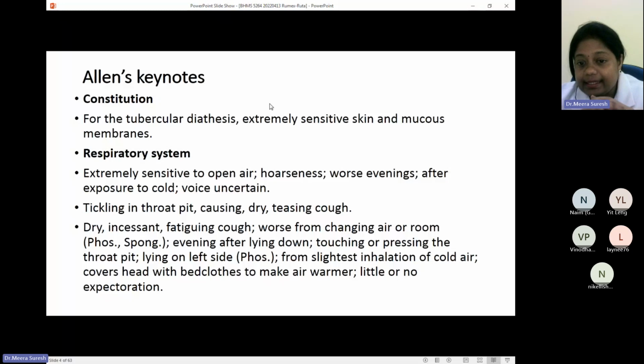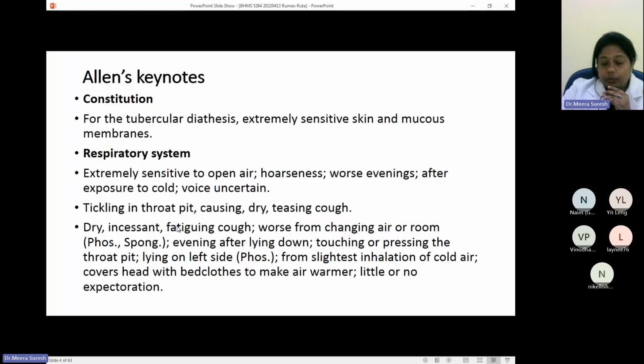They have extremely sensitive skin and mucous membrane also because they have that coryza. So the mucus will be very irritated and then the discharge can come out. So such a constitution will be there. Importantly, because it is respiratory complaints, they are extremely sensitive to open air. There will be hoarseness, and aggravation is mostly seen in the evening after exposure to cold, and the voice is very uncertain.